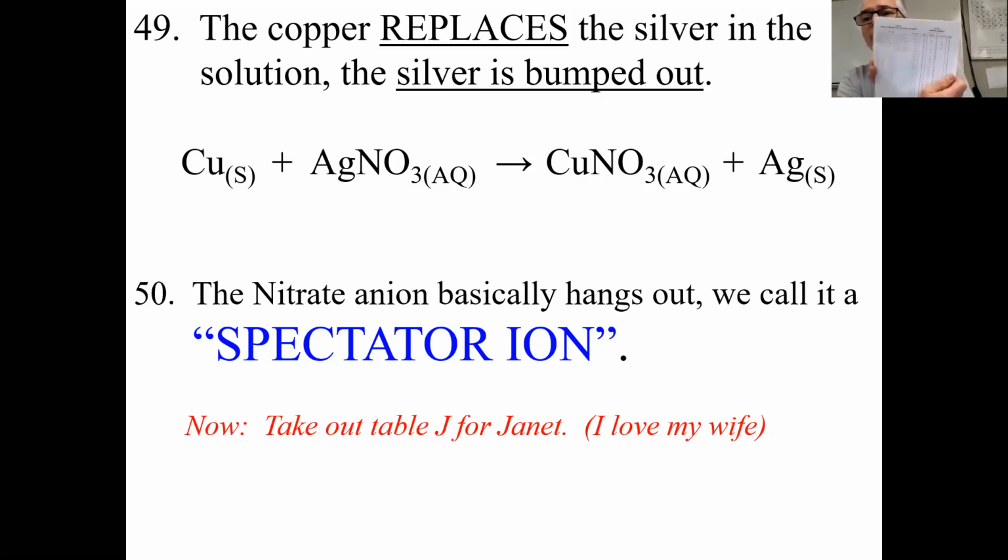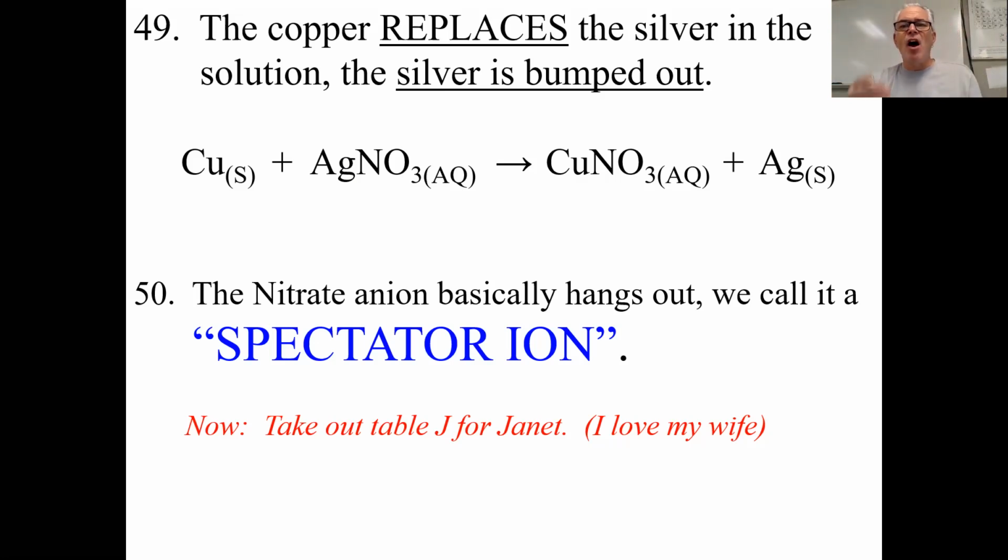Table J is called the activity series. Now on table J, it lists the most active or most reactive elements on the top and then the least active on the bottom. And it's sort of a ranking. It's not even sort of a ranking. It is a ranking. The elements at the top, like lithium, is the most reactive and has the ability to push anything it wants out of solution. And all the other elements are listed in order.